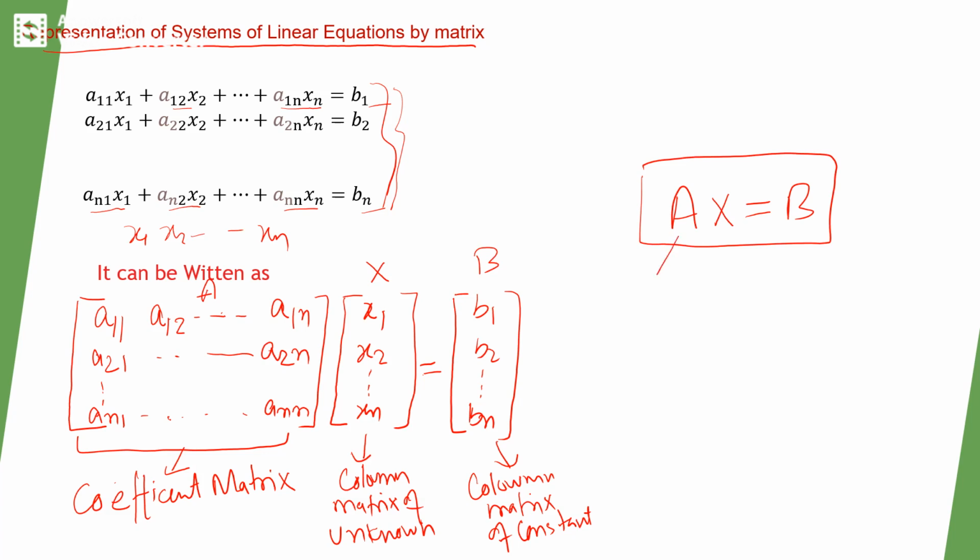So we have to remember this A is what? A coefficient matrix. This X is what? A column matrix of unknown. And this B is what? A column matrix of constant.